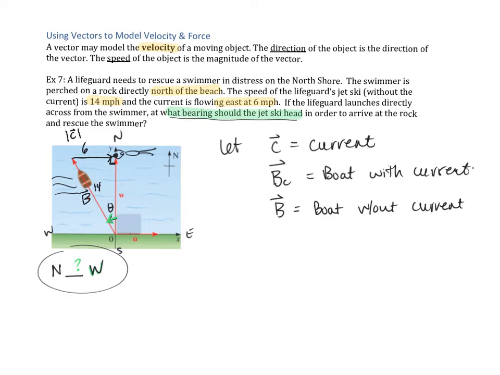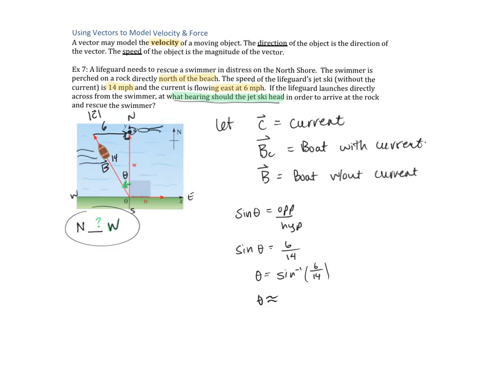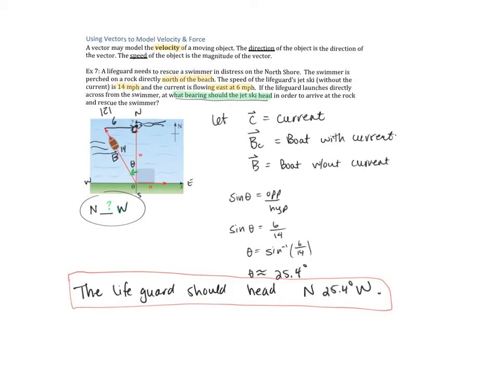Because of the way this problem is set up, where the rock is directly north and the current is coming directly from west to east, there's a 90-degree angle there. So we can just set up a nice simple trig function. Because the sine of an angle is the opposite over the hypotenuse, the sine of the angle we're trying to find, theta, is equal to the opposite, which is 6, over the hypotenuse, which is 14. Then we'll just use arc sine, and we get our angle is approximately 25.4 degrees. We'll write that as a complete sentence: the lifeguard should head in the direction of north 25.4 degrees west, and then that current will blow him or her right towards the swimmer.